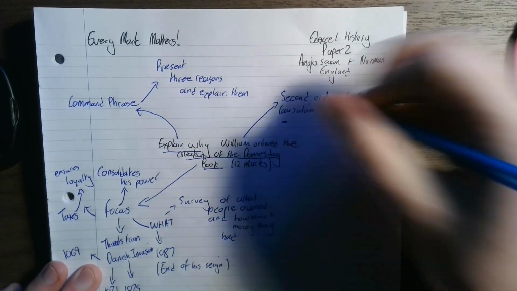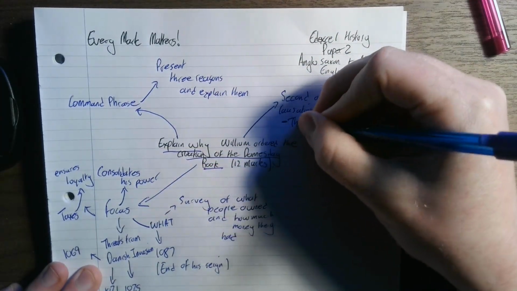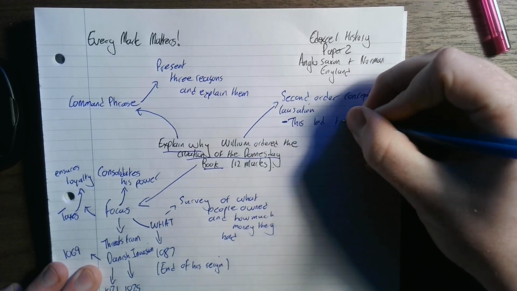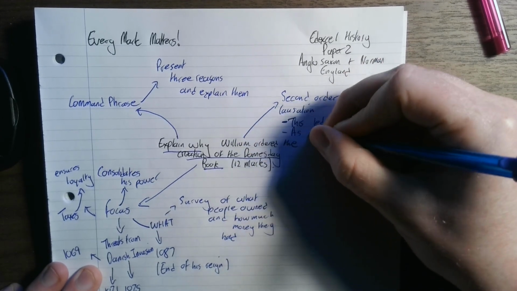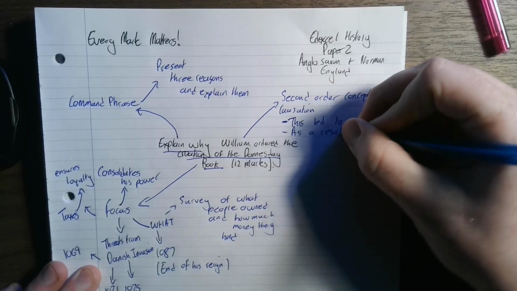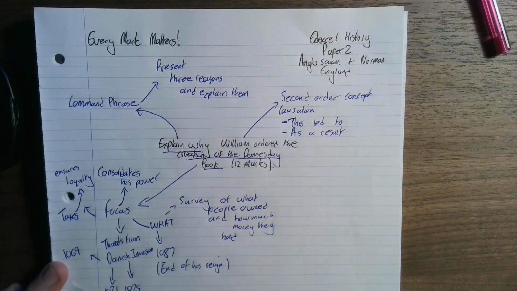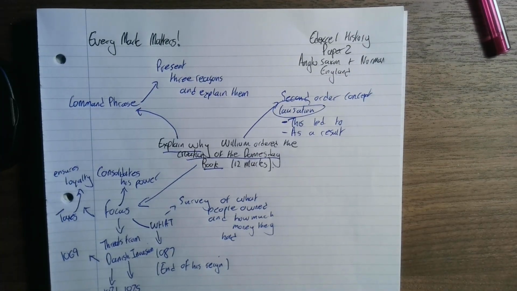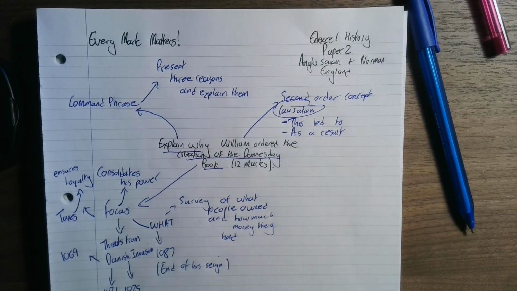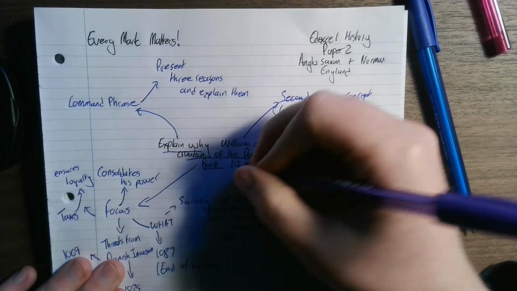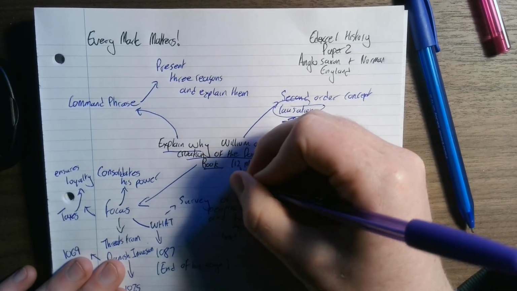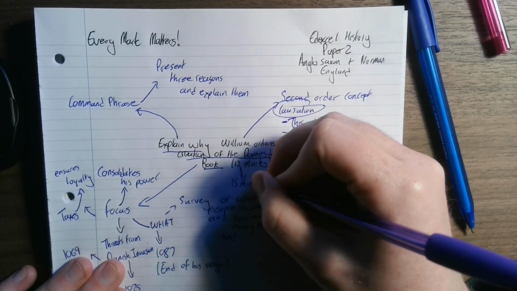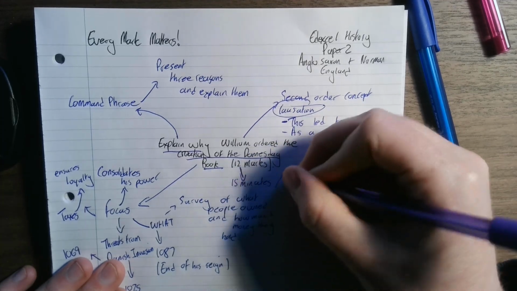In this instance, you might be using phrases such as this led to, as a result. How did taxes lead to the creation of the Domesday Book? That's what you're looking for with causation. Finally, if we've broken it all up, let's have a quick look at the mark scheme and how much we're going to have to write. Just a reminder, it's 12 marks. So you're going to spend 15 minutes and you're going to write down 3 paragraphs.